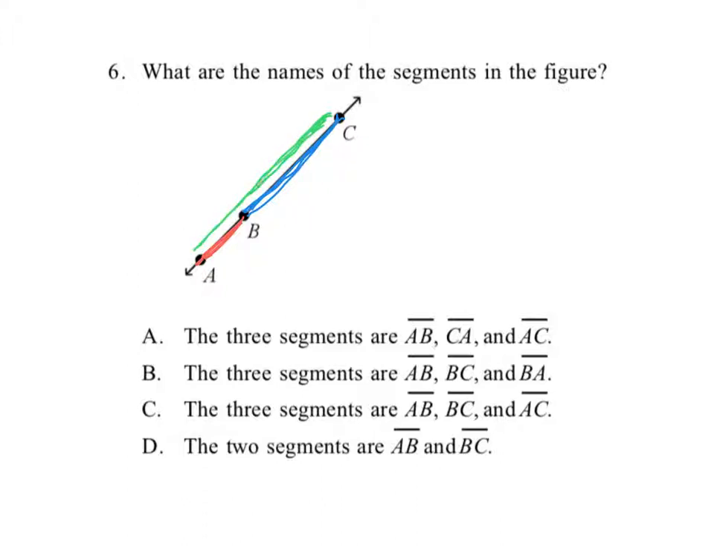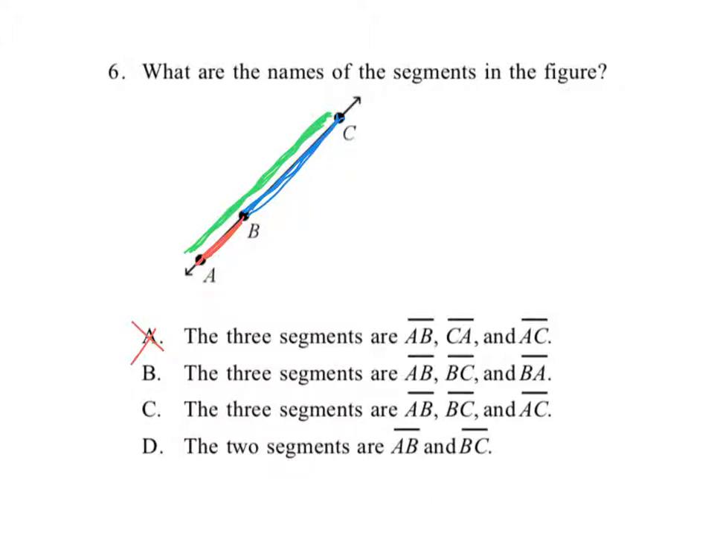Now, they want us to name unique segments. They don't want us to name this one, for example, this green one, AC, and then CA. That's the same segment. You're just naming the endpoints in opposite order. So, like if you see this right here, that can't be. So we're going to say no for A.